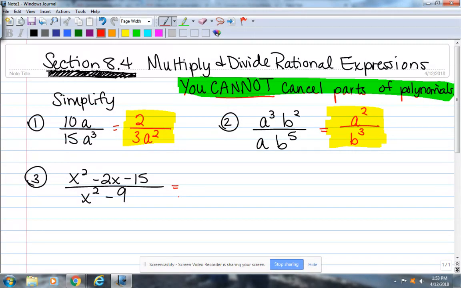So this is a trinomial, the numerator is. What multiplies to get negative 15 and adds to get negative 2? Negative 5, positive 3, right? So you make yourself two binomials, x minus 5 times x plus 3. And we're going to hang tight for that for a second.